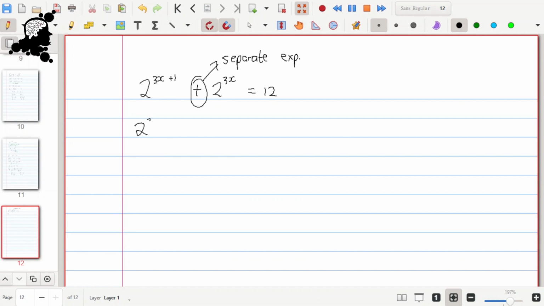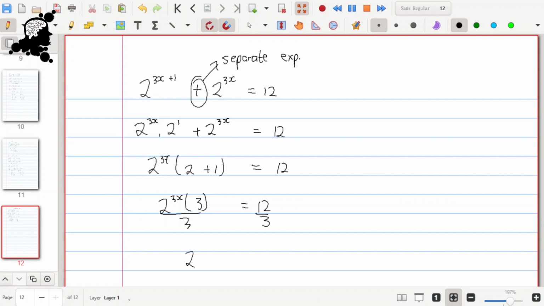So this is going to be 2 to the power 3x times 2 to the power 1 plus 2 to the power 3x is equals to 12. I see a common factor. My common factor is 2 to the power 3x. I remain with 2 plus 1 is equals to 12. Now 2 plus 1, this is simply going to give me 3. This is equals to 12. I can divide both sides by 3. And I remain with 2 to the power 3x is equals to 4.